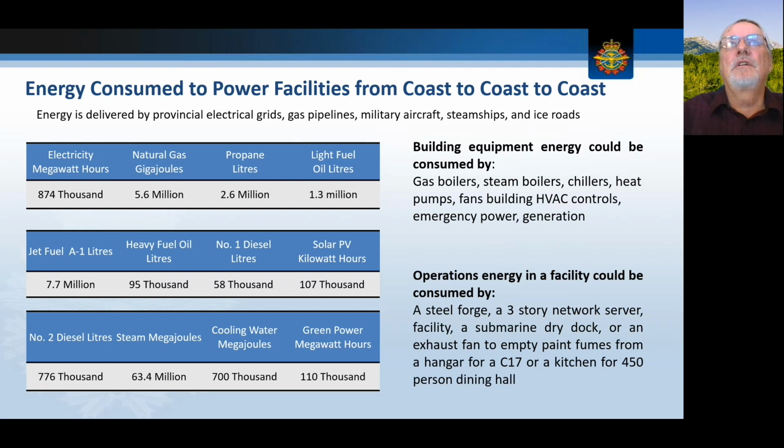And all of this energy could go to something like a steel forge, a 3-story network server building, a submarine dry dock, or a massive exhaust fan to empty paint fumes from a hangar that houses a C-17 aircraft, or a kitchen for 450 people to sit down and eat.